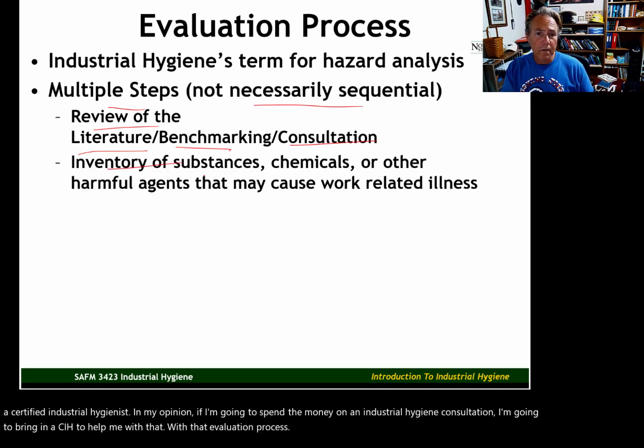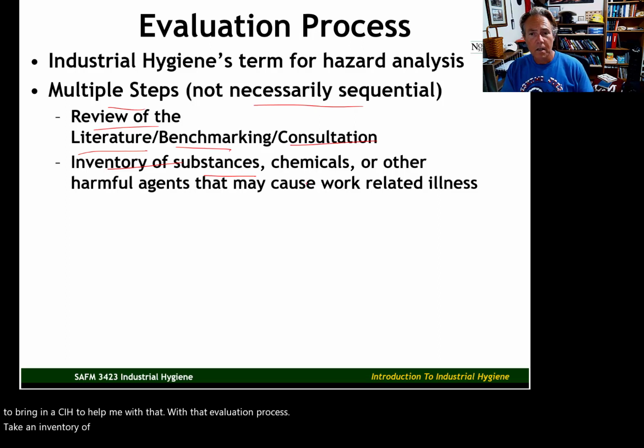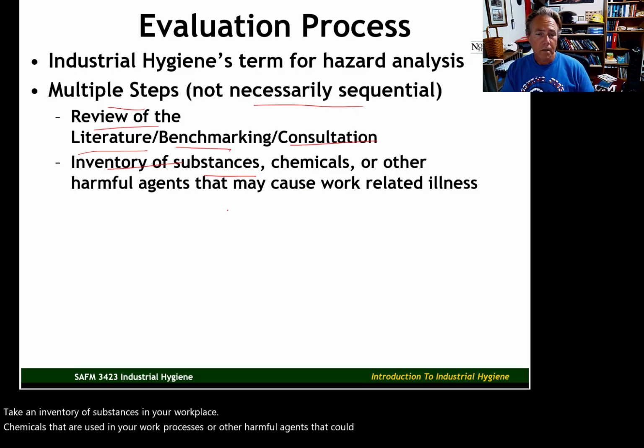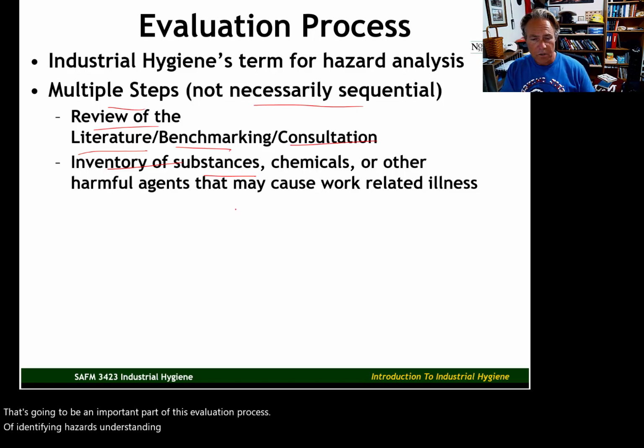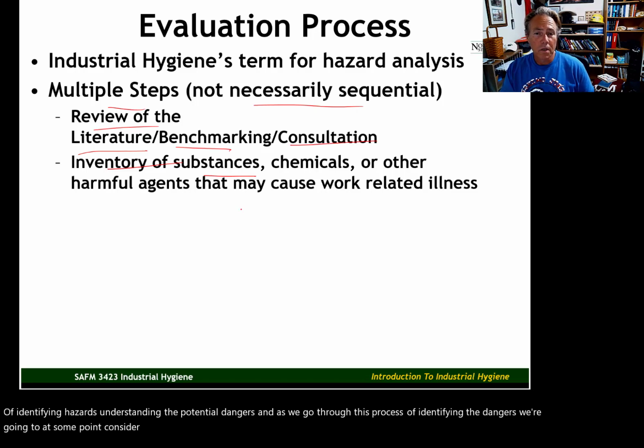Take an inventory of substances in your workplace, chemicals that are used in your work processes, or other harmful agents that could cause work-related illness. That's going to be an important part of this evaluation process of identifying hazards, understanding the potential dangers, and as we go through this process of identifying the dangers, we're going to at some point come up with controls to control those. Oh, and let me go back to this.